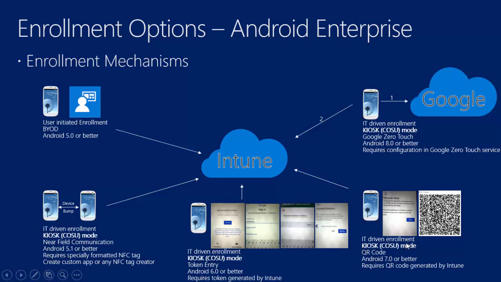I think this will probably be primarily IT driven, though in theory it could be handled by the user themselves as well. Android 7.0 or better requires the QR code generated by Intune. And then finally, Google Zero Touch. This is the one that these days I would expect most IT organizations to opt for because it is very, very easy and doesn't require anything extra during setup other than the fact that you sign on to the internet. And I'll show you these three as we go through.